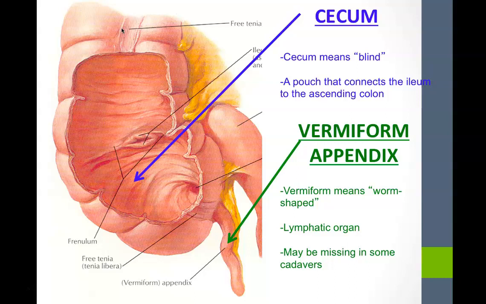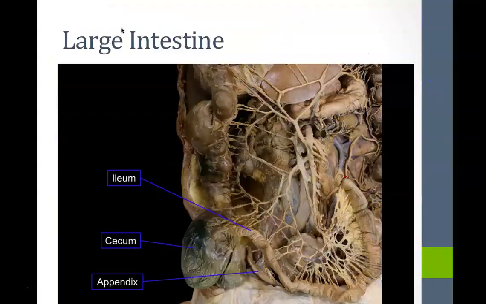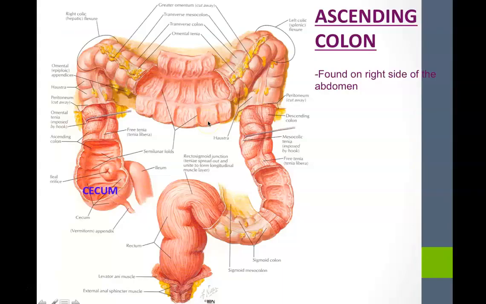Vermiform means worm, so anatomists thought this looks like a little worm hanging off of the cecum, but it is a lymphatic organ because we find some lymphatic tissue within here. It may be missing in some of our cadavers. Most likely they had appendicitis and it was removed. So here is an image of our large intestines. You could see the ileum traveling into the cecum here, our nice blind pouch, and you could see quite a nice large appendix hanging off of the cecum here. So the next area we'll explore is the ascending colon. So we move into the ascending colon.